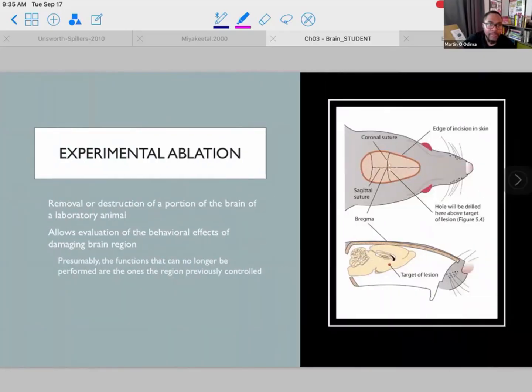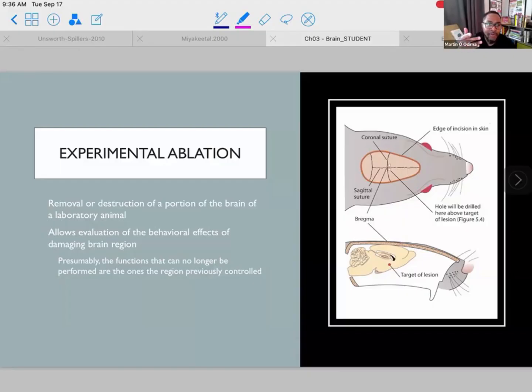When running experiments in the brain, there is a type of experiment called experimental ablation, and that's the removal or destruction of a portion of the brain of a laboratory animal. This allows for evaluation of the behavioral effects of damaging a brain region. I had mentioned before that picture of the rat next to the cat, and how the rat had no response to being by the cat.